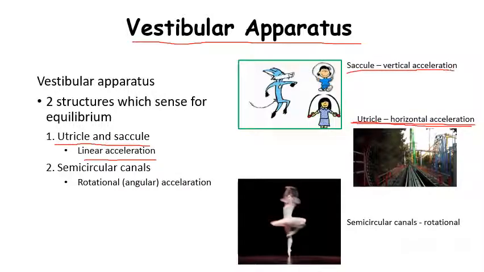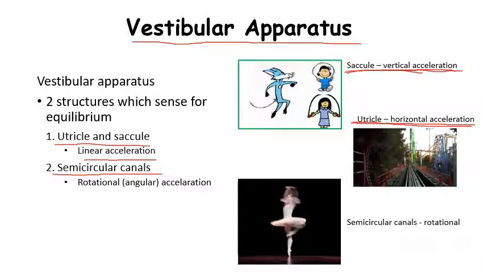gives us the up-down motion. Okay, again in one plane, just up-down. It's not a circular motion, it is up-down, one plane. Okay, and that is the saccule. Okay, when you're jumping rope, you're going up and down, up and down, up and down. And the sensory cells of the saccule are going to be able to be stimulated by that vertical acceleration. Okay. Then there are semicircular canals.